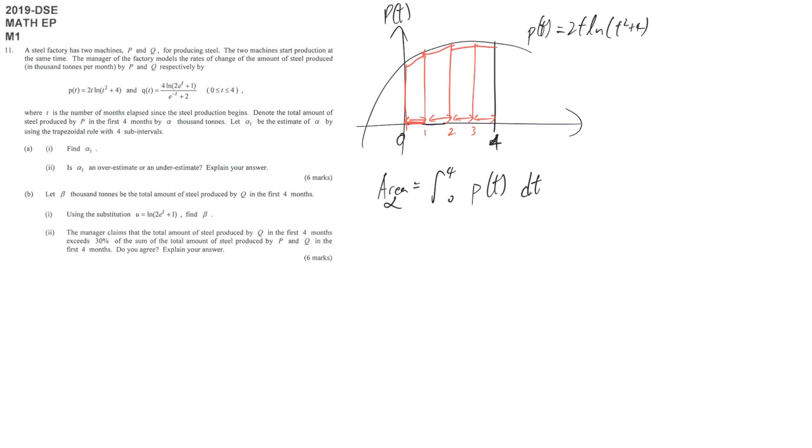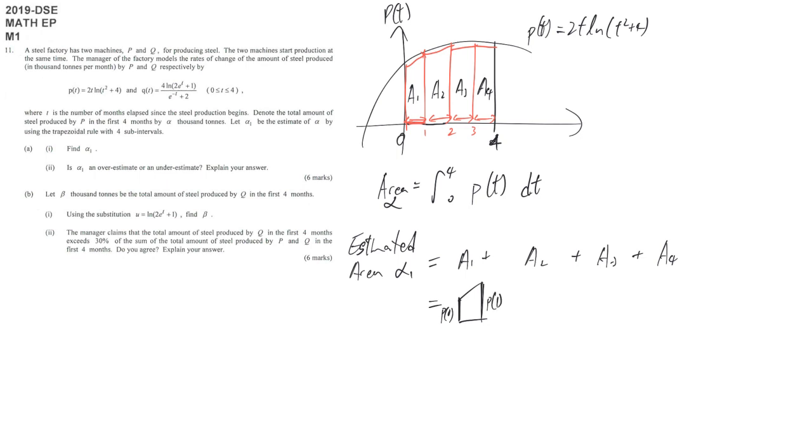So this is alpha, and then our estimation alpha 1 is equal to A1 plus A2 plus A3 plus A4. So for each trapezium, we have the lower base P0. In this case, the upper base is P1. And then the width is 4 divided by 4 sub-intervals. In this case, the width for each trapezium is 1. P1 and P2 in the other one.